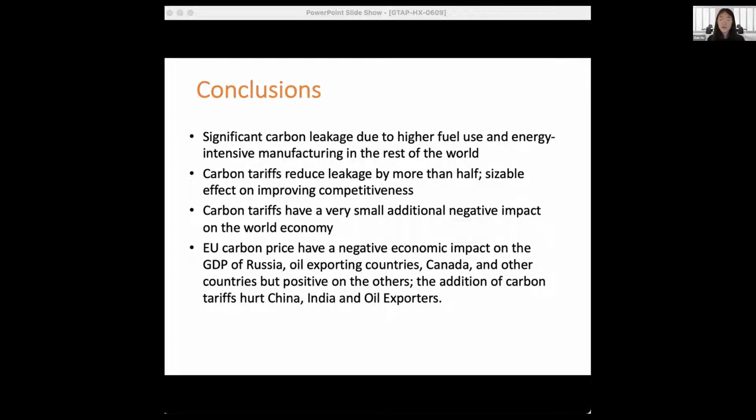Third, the EU carbon price has a negative economic impact on the GDP of Russia, oil exporting countries, Canada, and other countries, but the addition of the carbon tariff will hurt China, India, and oil exporters. Okay, that's all. Thanks for listening. If you have any questions, please tell us.